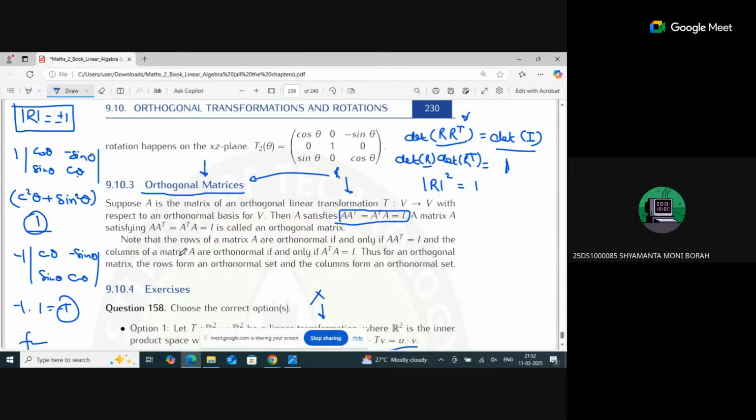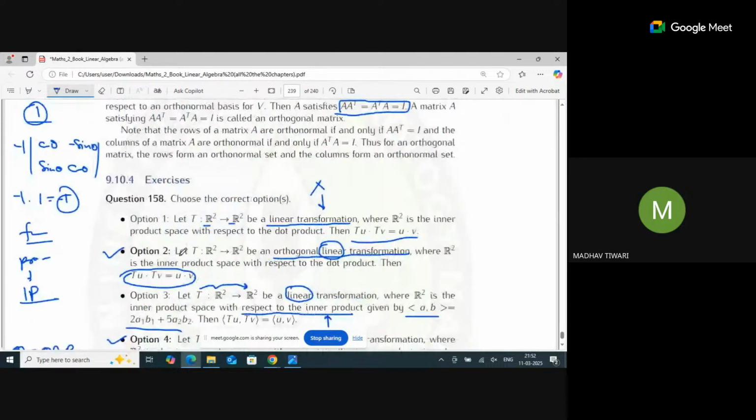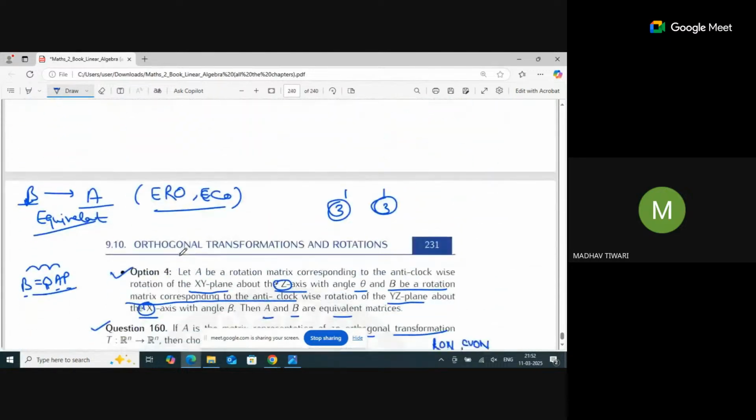Because in general, for whatever we are finding, A into A transpose is equal to A transpose into A. Yeah, mostly we deal with this. So in this case both the rows and columns are orthonormal, right? Yeah, right. Okay, so let's move on.